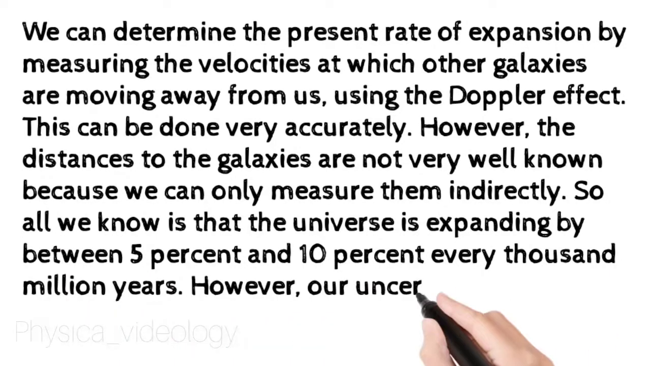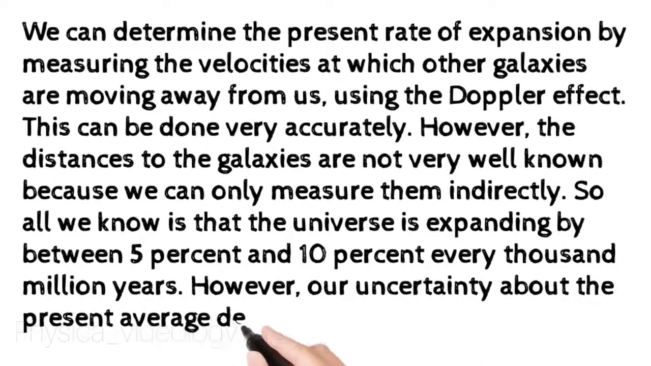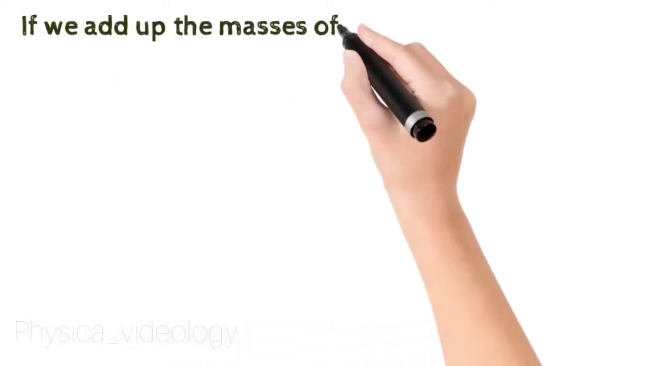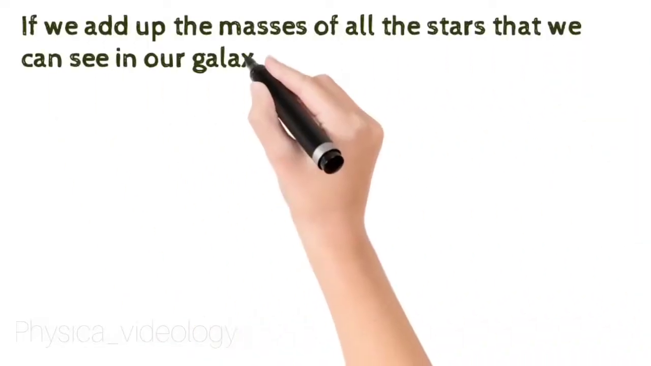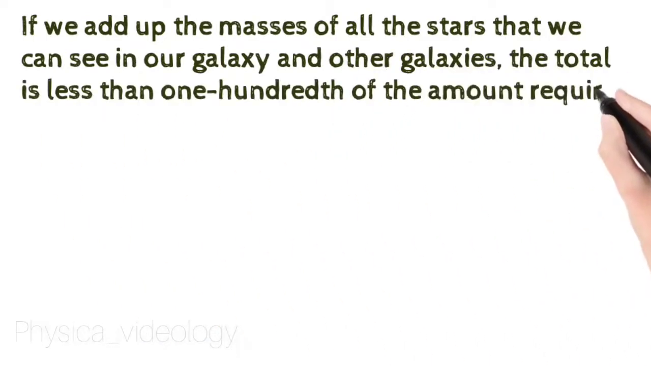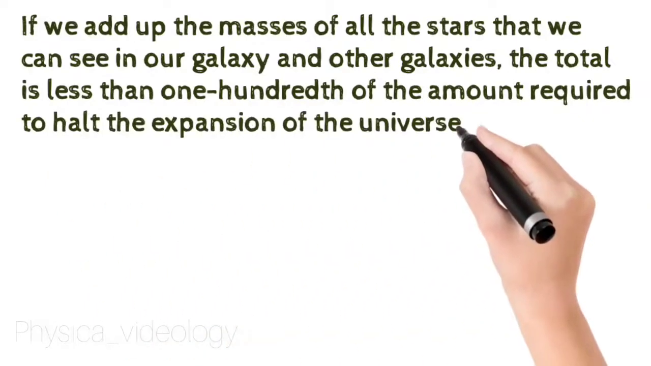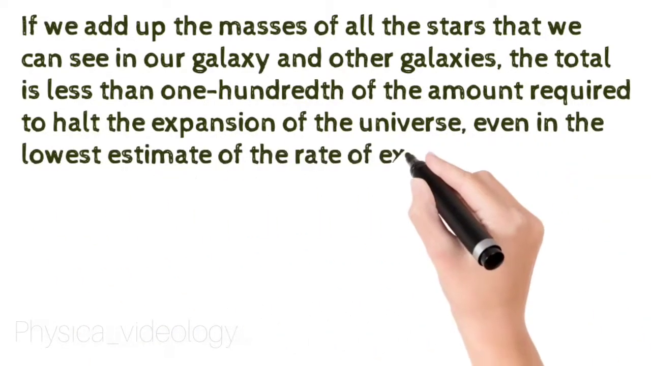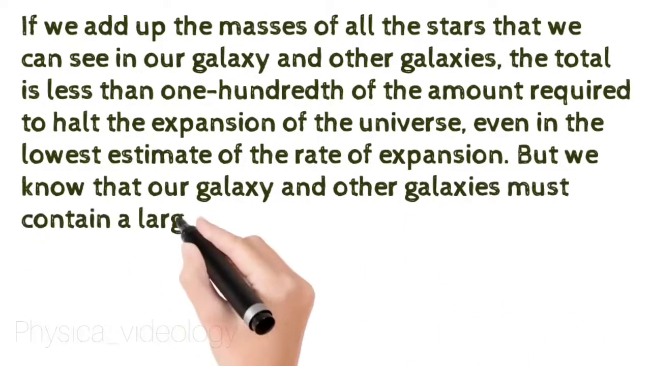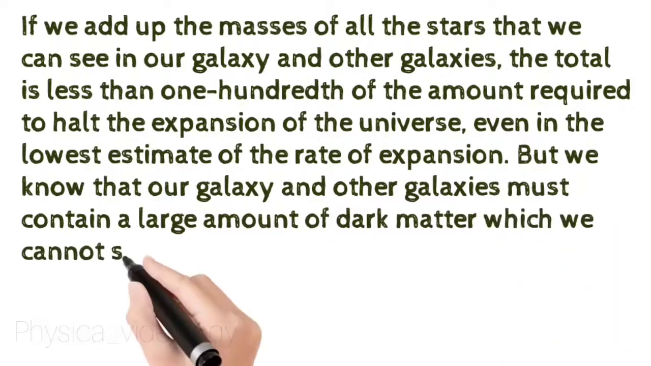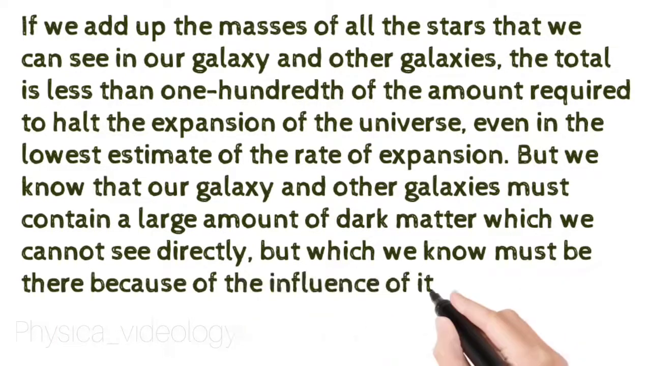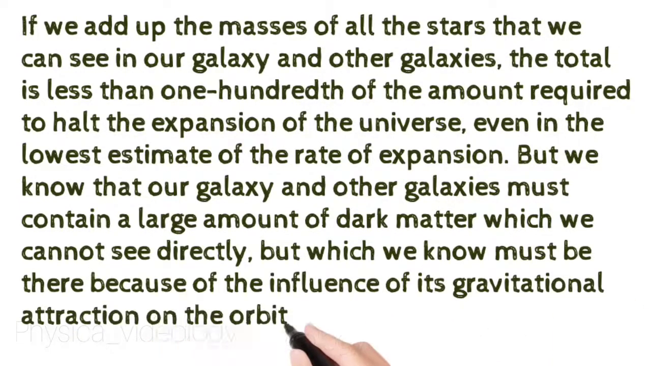However, our uncertainty about the present average density of the universe is even greater. If we add up the masses of all the stars that we can see in our galaxy and other galaxies, the total is less than 1/100th of the amount required to halt the expansion of the universe, even in the lowest estimate of the rate of expansion. But we know that our galaxy and other galaxies must contain a large amount of dark matter which we cannot see directly, but which we know must be there because of the influence of its gravitational attraction on the orbits of stars and gas in the galaxies.